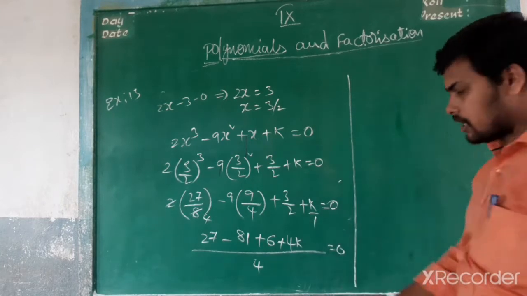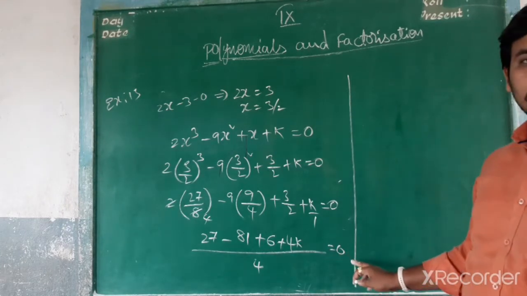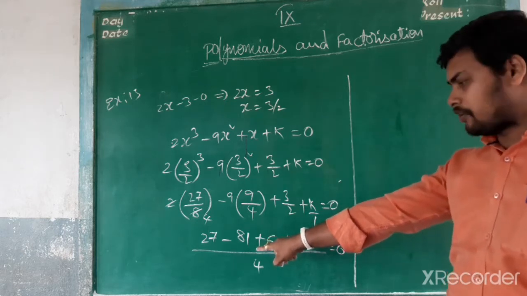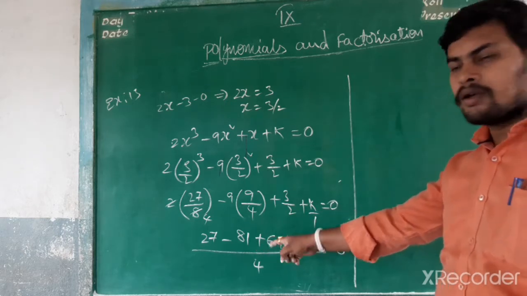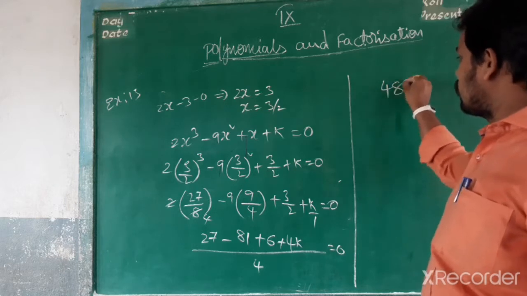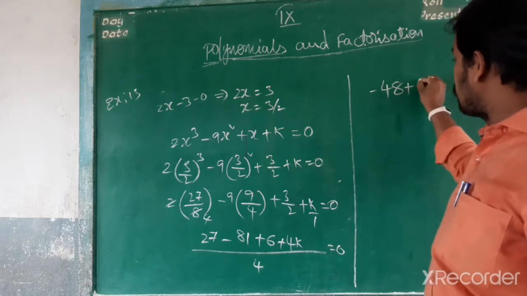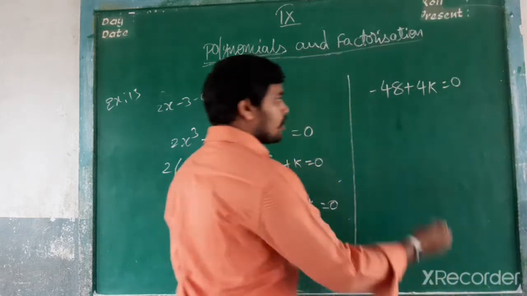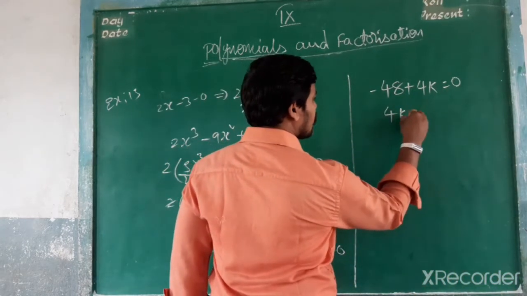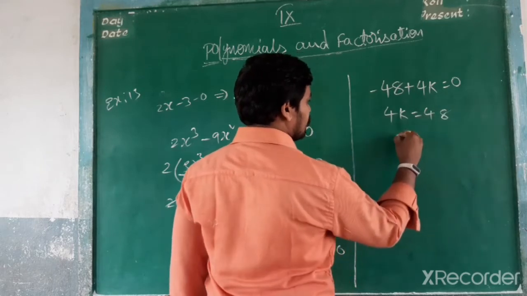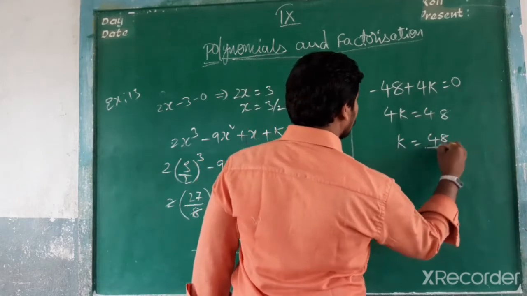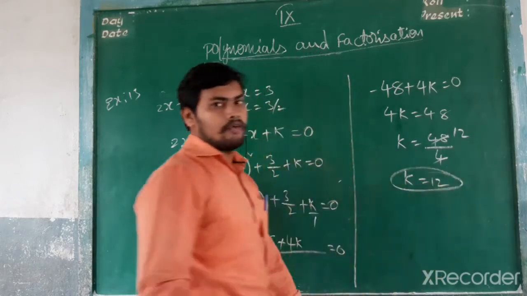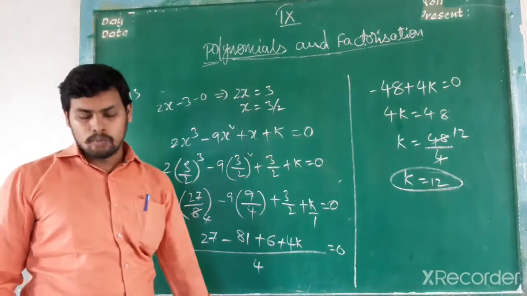So 4 divides here, so 0 into 4 is 0. 27 minus 81 is minus 54. Minus 54 plus 6 is minus 48. So minus 48 plus 4k, the result is 0. Okay. Now simplification: 4k equals 48. k equals 48 by 4. So the result is, k value is 12. This is the important model.